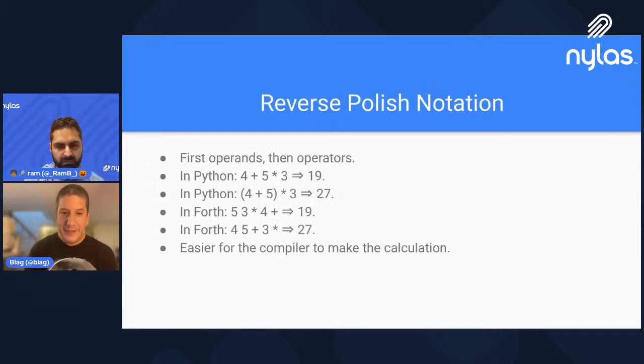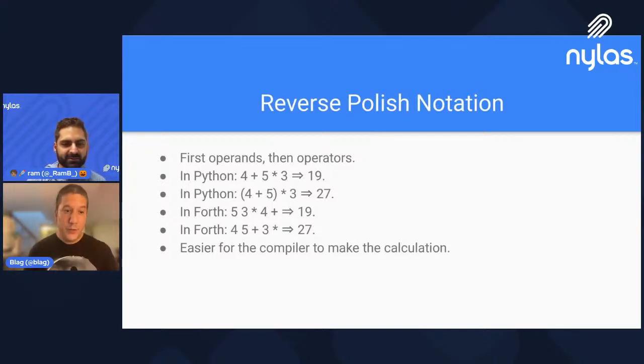Okay. And then we have reverse Polish notation. So first operands, then operators. In Python, we can say, for example, 4 plus 5 multiplied by 3. That's going to give us 19 because of the order of precedence. If we would like to execute the sum first, we need to wrap it in parentheses. So parentheses, 4 plus 5, multiplied by 3, that gives us 27.